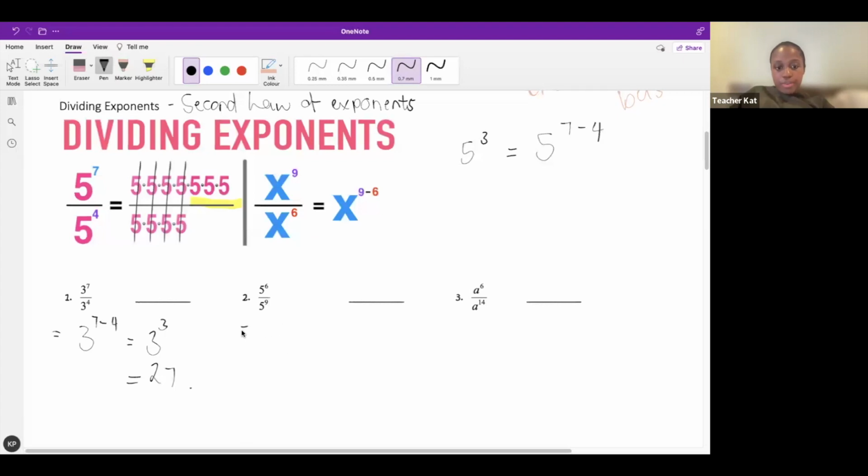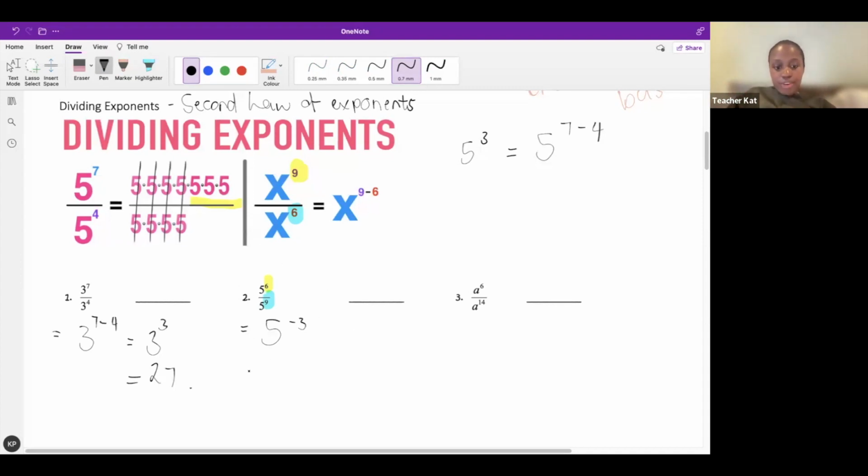Number 2, 5 to the power of 6 divided by 5 to the power of 9. My answer will be... Ooh, that is a mistake we all do. It's not to the power of 3. Check again. -3. So remember with this rule, the one at the top is always first in my sum. So it's always the one at the top minus the one at the bottom, or if they're side by side, it's the first one minus the second one. Always, always, always. The order matters, otherwise you will get different answers.